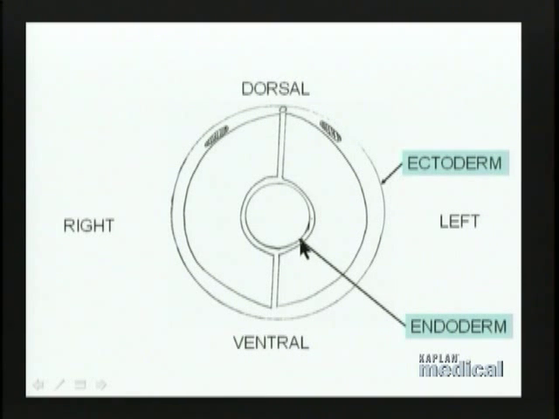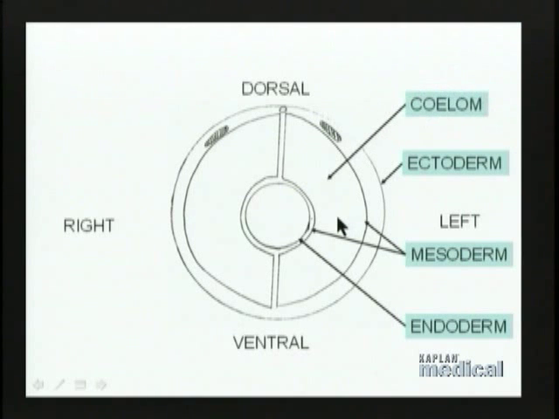And recall that the mesoderm in most parts of the embryo splits into two layers with a cavity in between. So there are the two layers of mesoderm, an outer and an inner layer of mesoderm, and a cavity in between, and that cavity we said is the coelom.